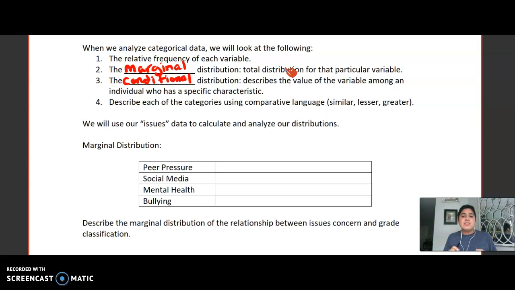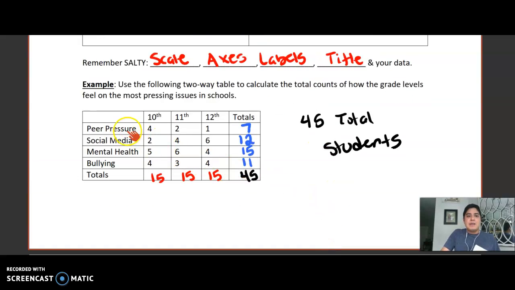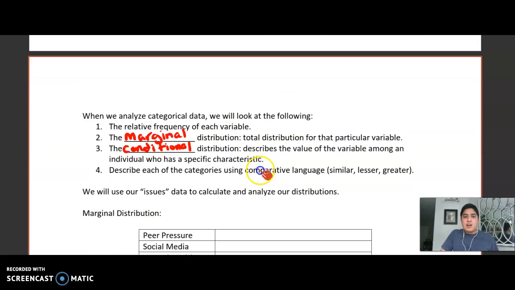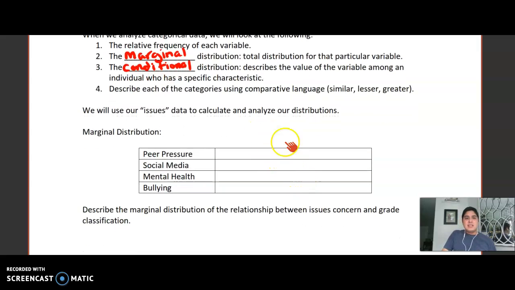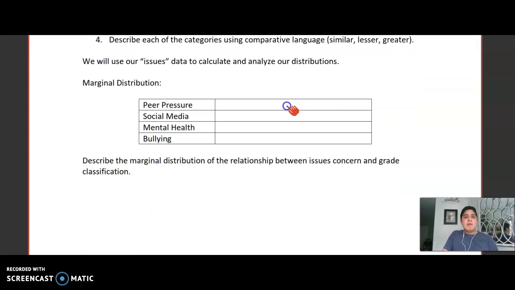Now the conditional distribution describes the value of the variable among an individual who has a specific characteristic. So when I look here at, let's say, peer pressure, I can break it down by 10th, 11th, and 12th, or I can go vice versa. If I look at 10th grade, I can see which of the issues were the most pressing for the sophomores there. So let's look here and let's calculate our marginal distribution.